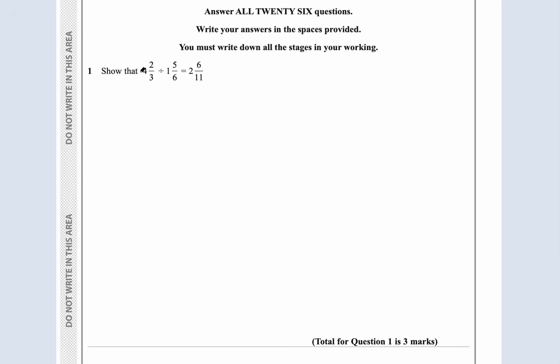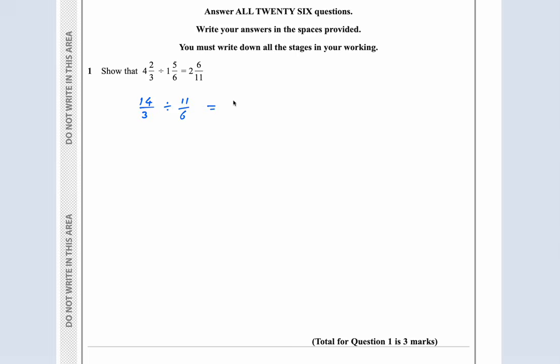And to do that, we do 3 times 4 is 12, plus 2 is 14. So that's 14 over 3, that's 14 thirds. Divided by 6 times 1 is 6, plus 5 is 11, 11 over 6. Okay. And then ignore this, guys. That's the answer. We're not going to use that.